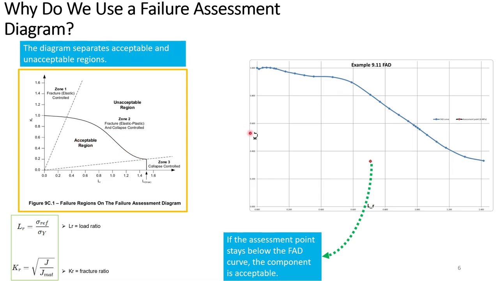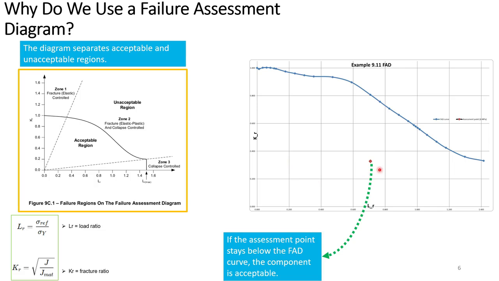The horizontal axis LR represents load ratio, and the vertical axis KR represents the fracture ratio. So instead of checking collapse behavior and fracture behavior separately, we combine both effects in one diagram. The final decision is very simple. We calculate the assessment point and place it on the FAD.